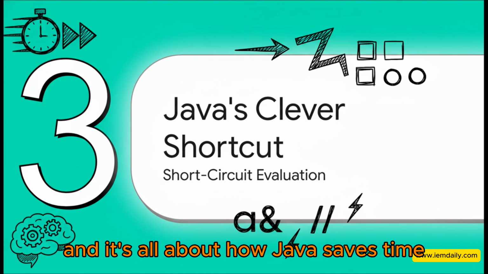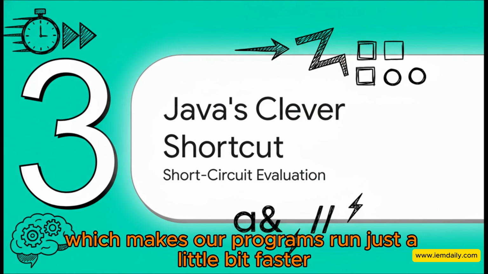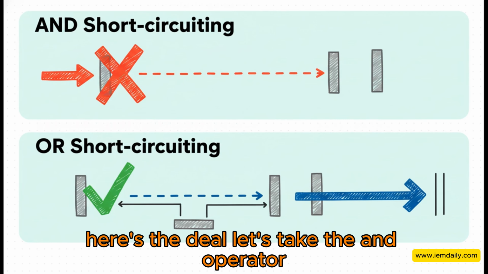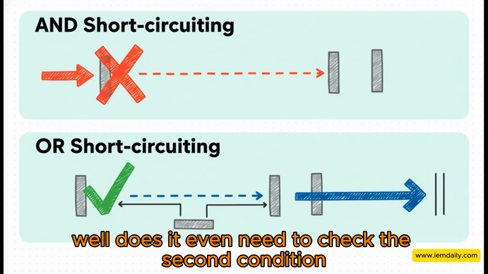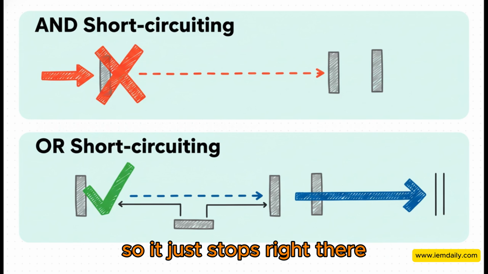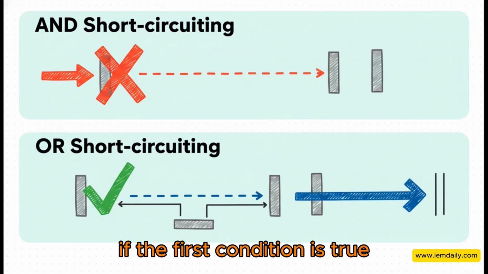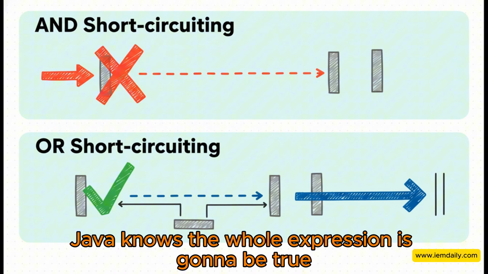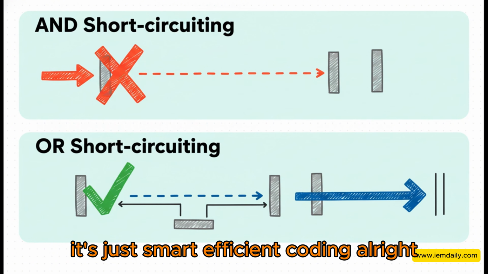And it's all about how Java saves time by not doing work it doesn't have to, which makes our programs run just a little bit faster. Here's the deal. Let's take the AND operator. If Java is evaluating the first condition and it turns out to be false, well, does it even need to check the second condition? No way! It already knows the whole thing has to be false, so it just stops right there. It short circuits. The same thing happens with OR, just in reverse. If the first condition is true, Java knows the whole expression is going to be true, so it doesn't bother checking the rest. It's just smart, efficient coding.